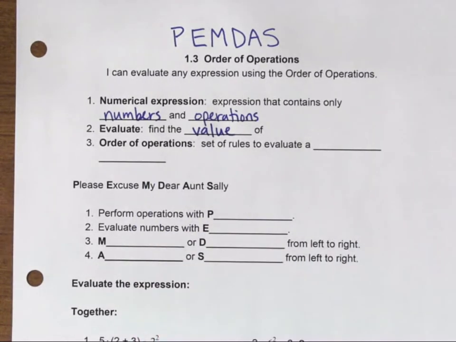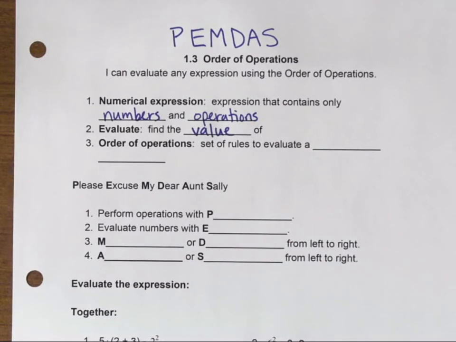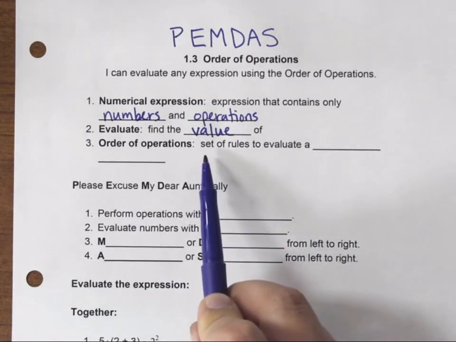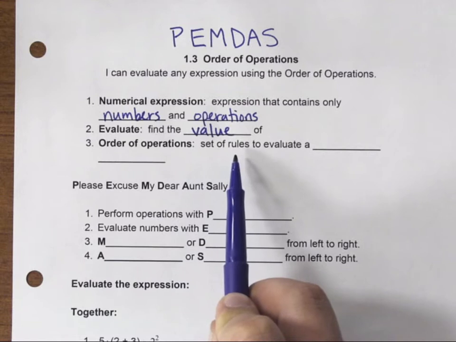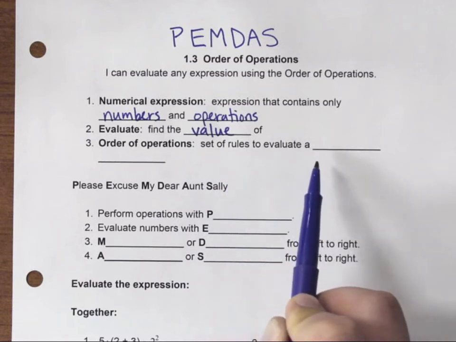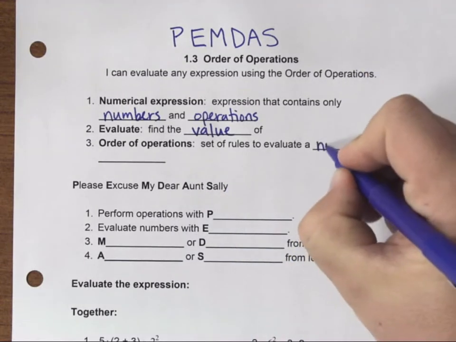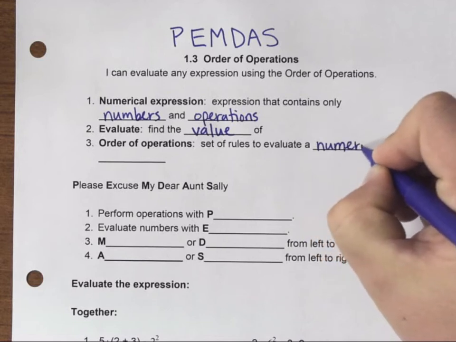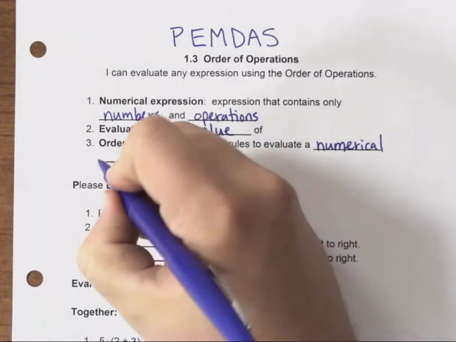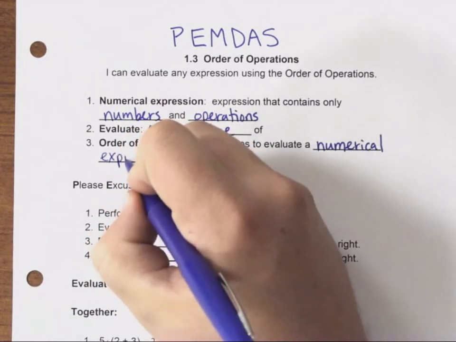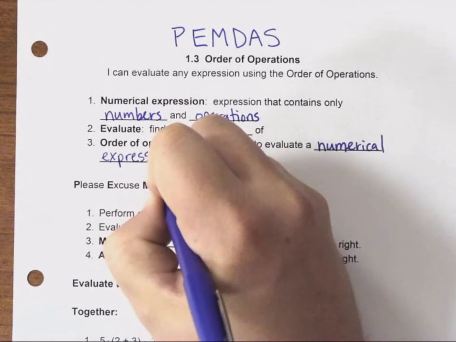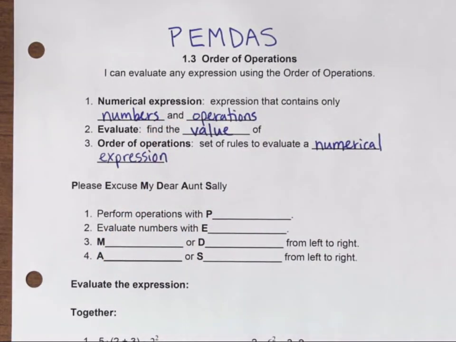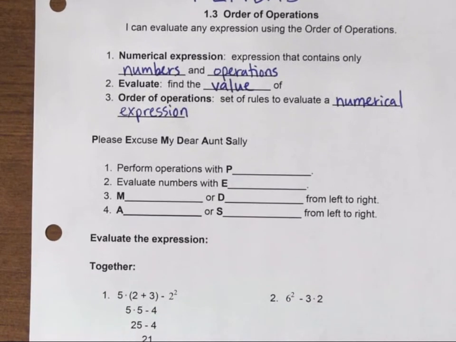Number three, the order of operations. We've talked about this one before. The order of operations is a set of rules to evaluate a numerical expression. Very good. All right, please excuse my dear Aunt Sally.